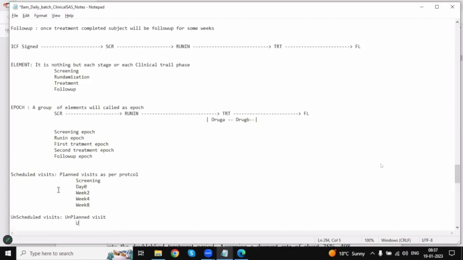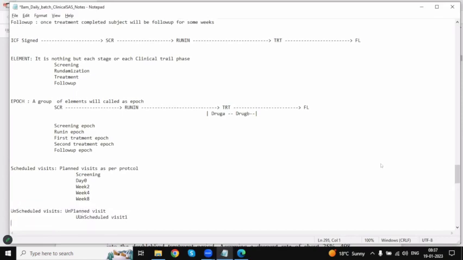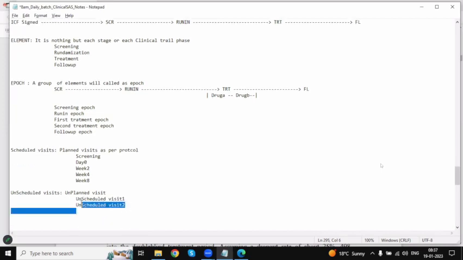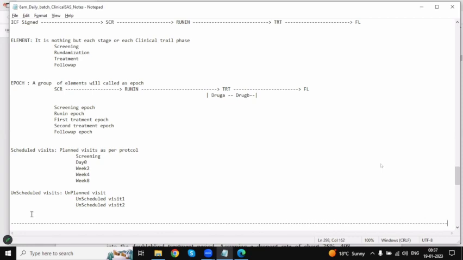Unplanned means unscheduled visit. Unscheduled visit 1, visit 2, visit 3. Between scheduled visits or planned visits, you may have one unscheduled visit or multiple unscheduled visits also. So that's also a possibility. Basically, unscheduled is nothing but unplanned visit. Like this, there are 2 types of visits.